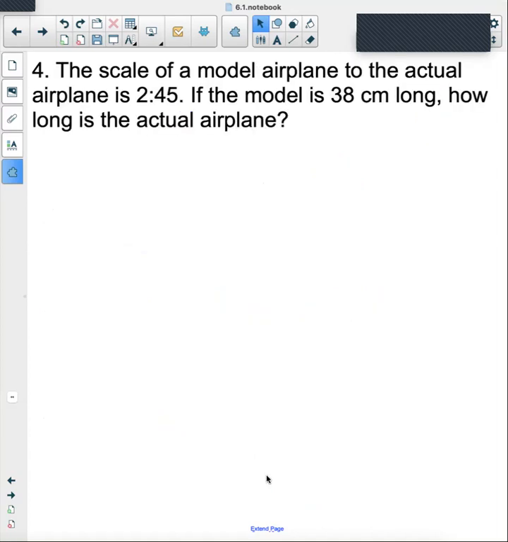All right. Last question for this lesson. Okay. So the scale of a model airplane to the actual airplane is 2 to 45. Okay. So we know the scale factor. So scale factor is 2 to 45. Okay, and if we just reason this statement a little bit, a model airplane to a real airplane, we're going to be getting bigger, right? Okay, so if you're doing this calculation and your actual airplane is smaller than the model, it's a good indicator that you may have done something incorrectly.